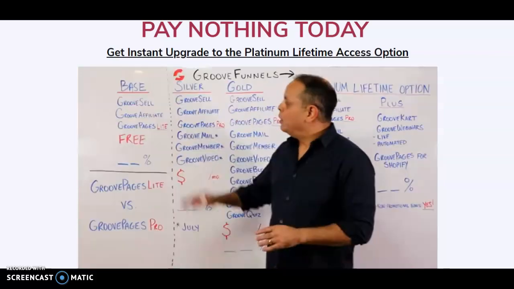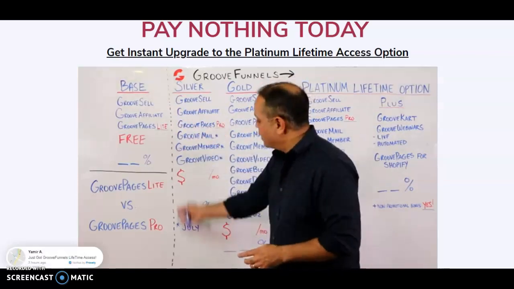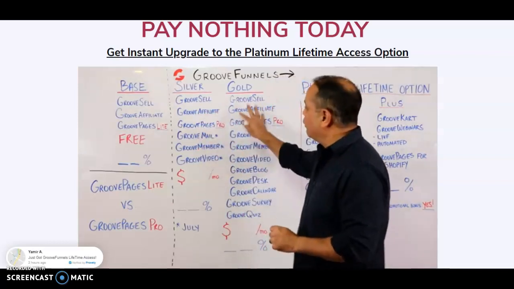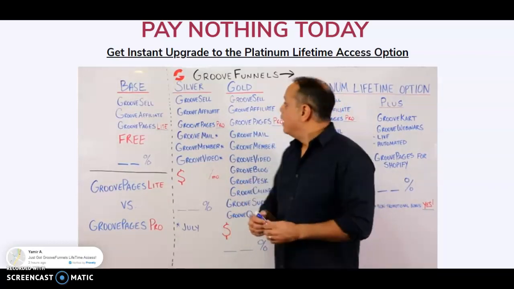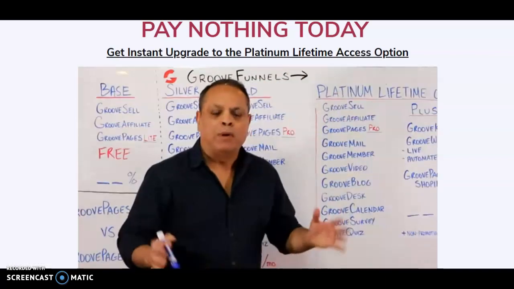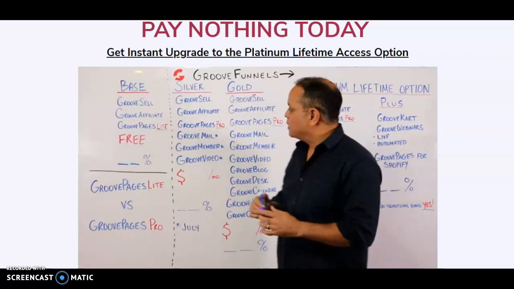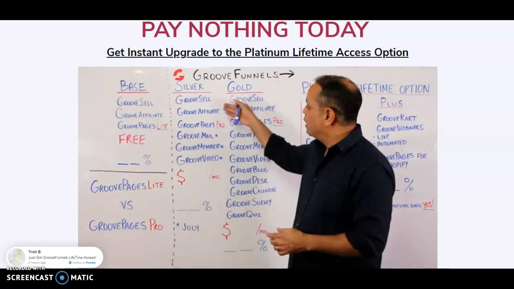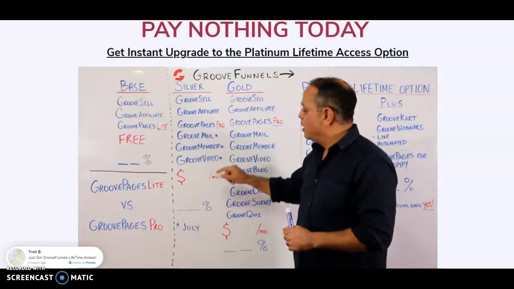All right, so now we know what the base model is. Now let's talk about GrooveFunnels. What is GrooveFunnels? Everything past this dotted line right here is GrooveFunnels. So we have 3 plans, the Silver and the Gold, that are going to be monthly plans that go live sometime in July of this year. And right now, the only option that's available is the Lifetime Platinum option. But we're going to get to that in just a minute. So let's talk about these plans right here, Silver and Gold. As I said, in July, when GrooveFunnels fully launches, we're going to be launching with not only GrooveSell, Groove Affiliate, and GroovePages Pro, which is available now, but we will also be adding GrooveMail, GrooveMember, and GrooveVideo.